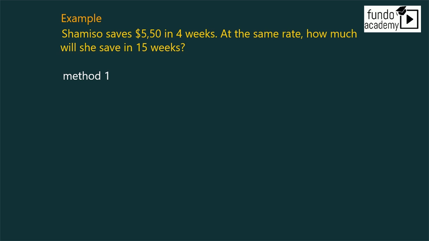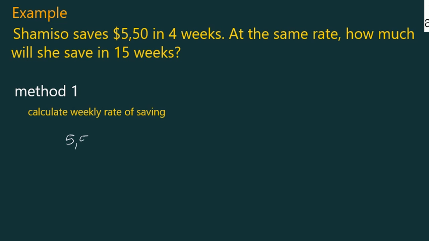Alright, we can use the method of rate that we were using in the previous lessons as method 1. If you can recall what we're saying about rate, first we can calculate the weekly rate of saving for Shamiso. Remember we said we calculate rate by division, so in this case we'll be dividing $5.50, which I'm writing as 5.5, in dollars, divided by 4 weeks. This will give us the rate of saving per week for Shamiso.